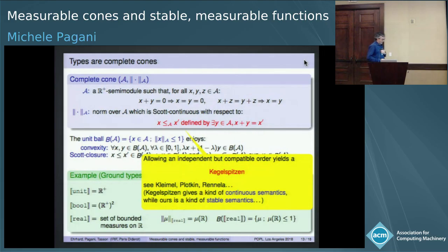We can think of it as the continuous semantics of probabilistic PCF, where we are doing the stable one. So what do we gain by speaking about stability in this setting? Because it's a bit different.